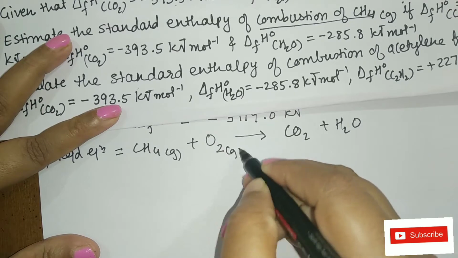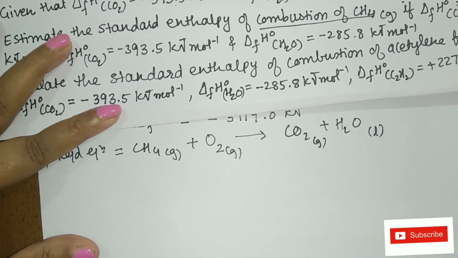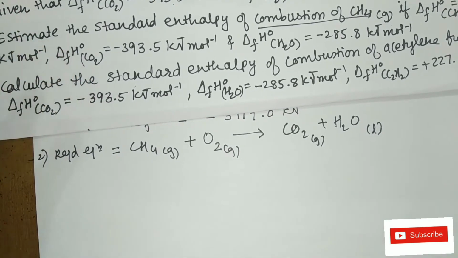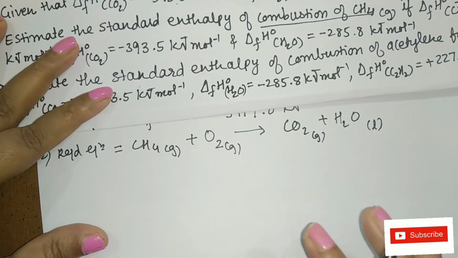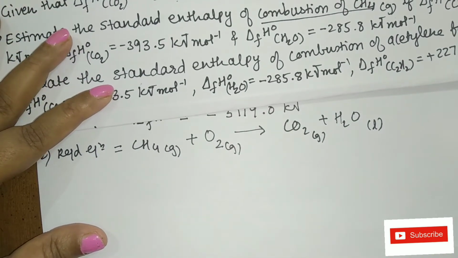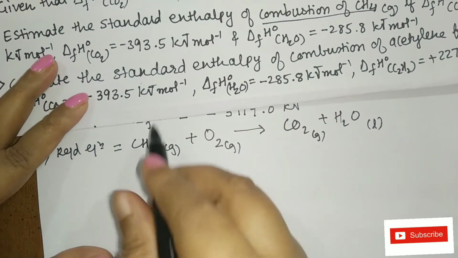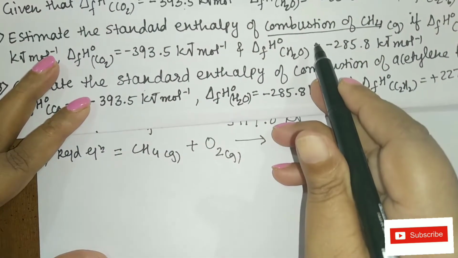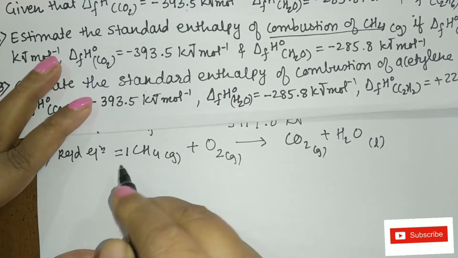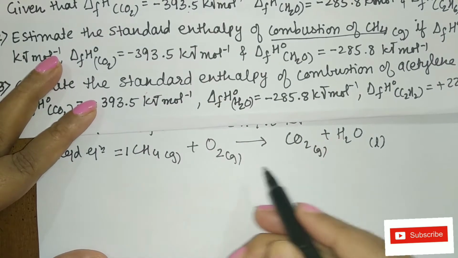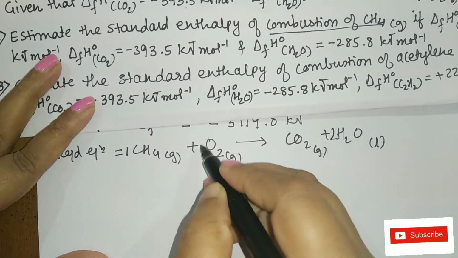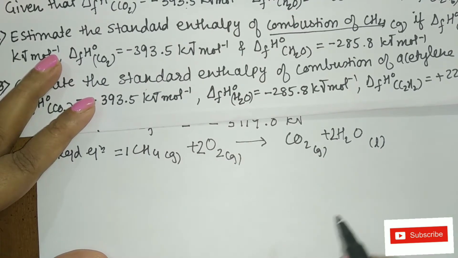Let us mention the physical states. So physical states are like this. Now for this reaction, they are asking you to do the calculation, but before that, you have to balance the equation. So let us balance the equation first. As they are asking for the combustion of methane, the methane mole must remain 1 and then you balance the equation. After balancing, I will get 2 and 2 here. Now the equation is balanced.